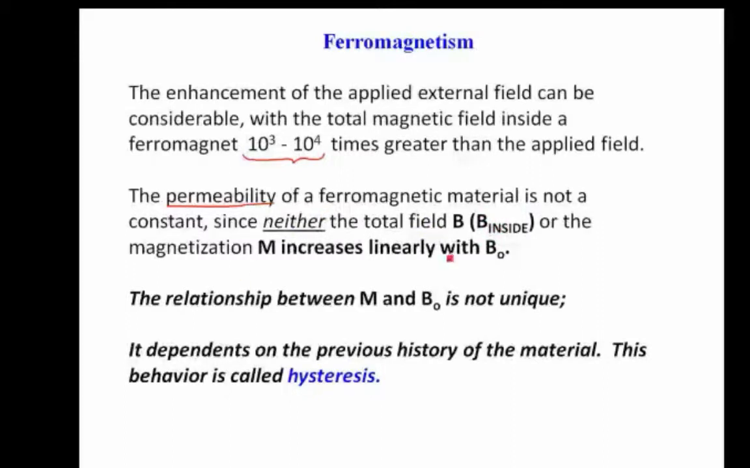If you increase B sub 0, M tends to increase linearly with B0. This relationship between M and B0 is not unique. It depends on the previous history of the material. So it could depend on the temperature treatment, it could depend on what kind of field it's been in and how that field has changed. And this behavior is called hysteresis.